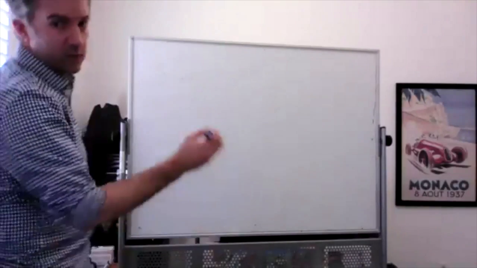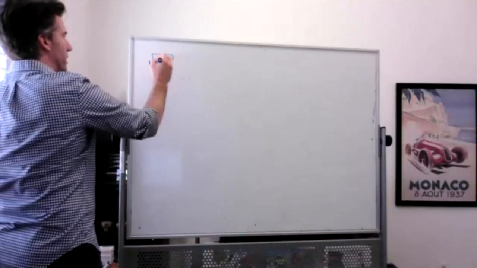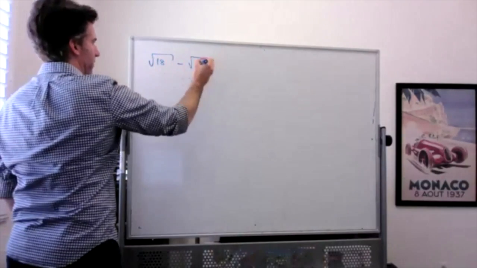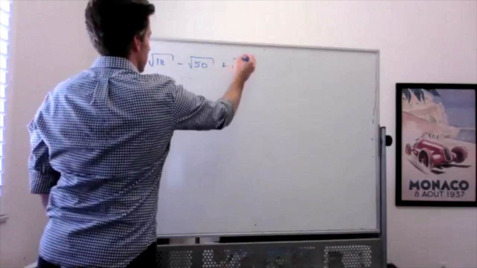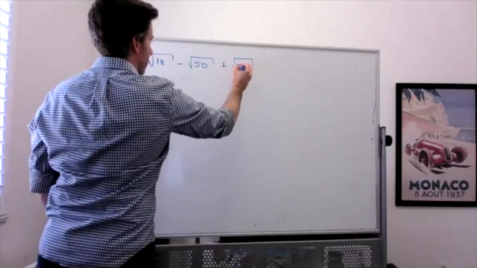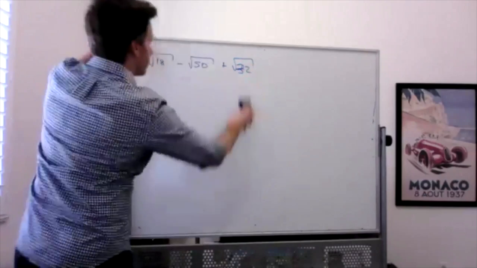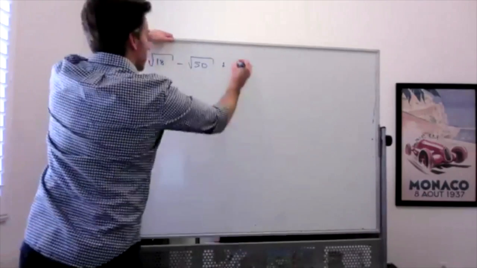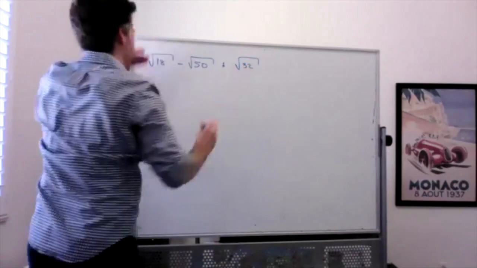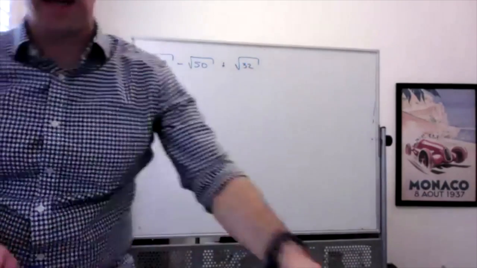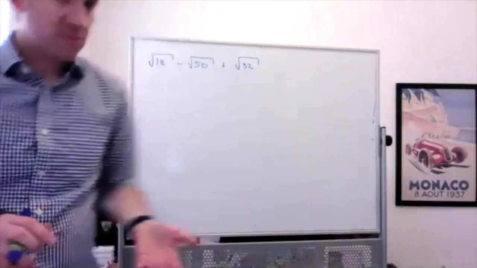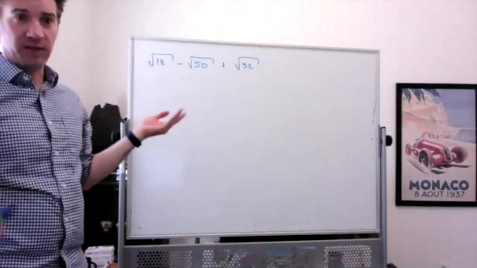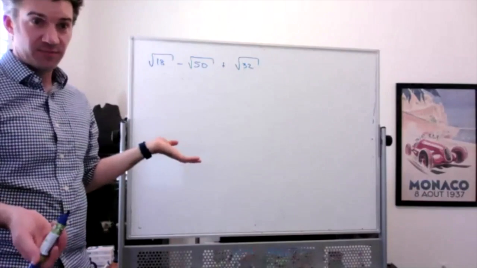Okay. Let's look at these next few problems here. Now the next one is to simplify the square root of 18 minus the square root of 50 plus the square root of 32. Now here's the thing. As written, there's no meaningful way to put these together. We cannot add or subtract square roots by just adding or subtracting the insides.